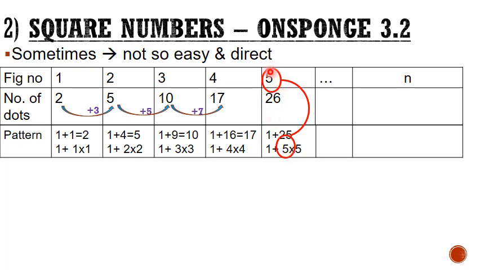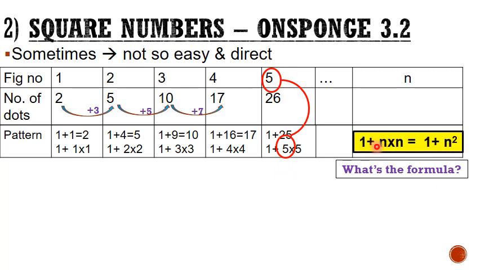So we want to associate the figure number with a multiple in a pattern so that we can formulate a formula with n. So what's the formula? See, this 1 plus remains the same. So the thing that changes is the multiples. So this one will be 1 plus n times n, or 1 plus n squared. So now if the question asks you what is figure number 21, how many dots are there in figure number 21? So instead of writing n, you write down 21. 1 plus 21 times 21, you will get your answer, 442.